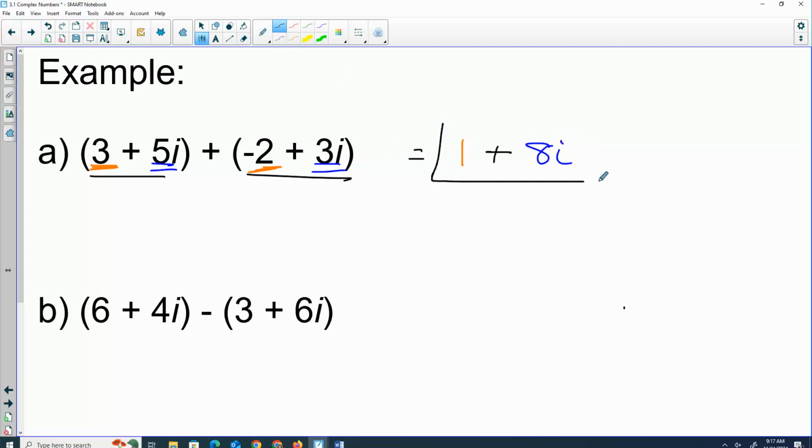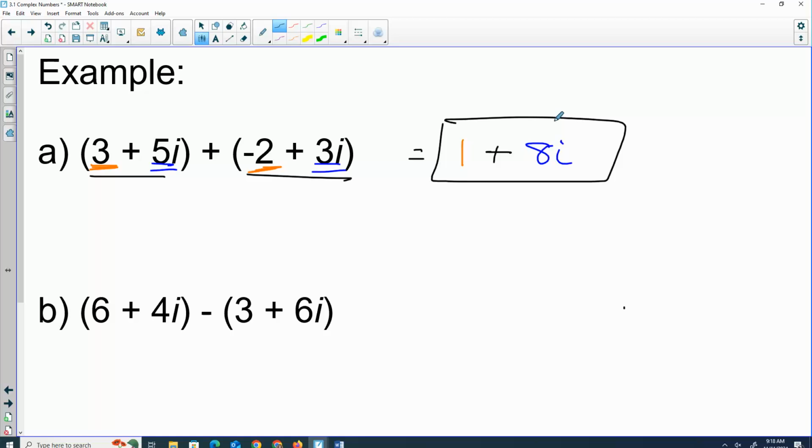I am going to tell you that your final answer has to be written in standard form. That's the a plus bi form that we wrote down earlier. So like on the Math Excel, if you type in 8i plus 1, it's going to say you're wrong because that's not technically the standard form. We always put the real number plus the imaginary number when we do that.